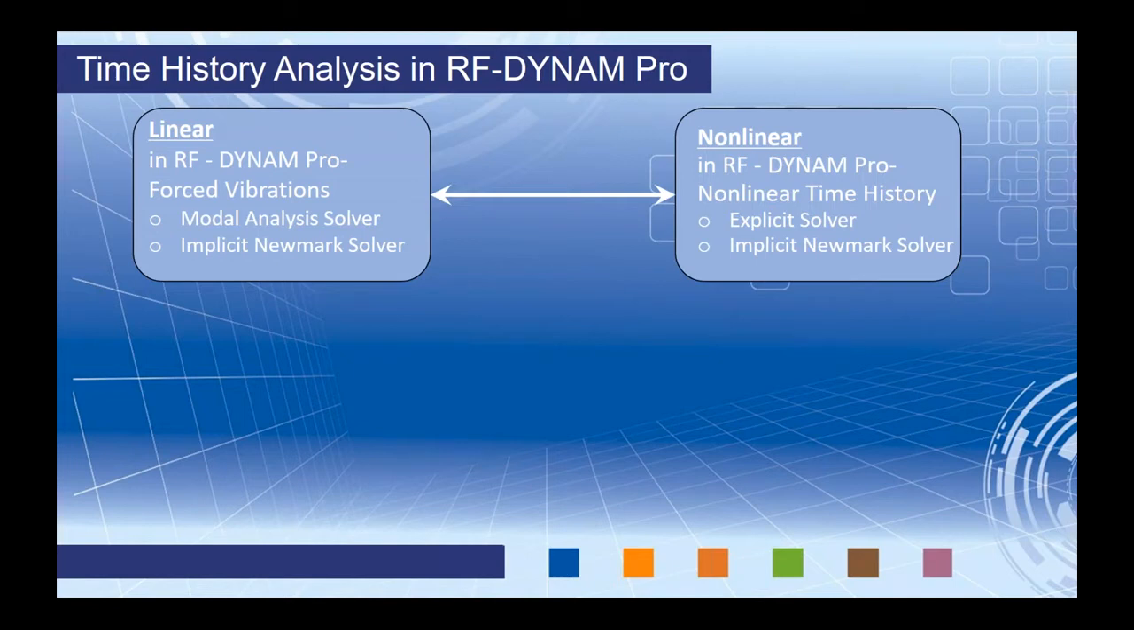As far as the nonlinear analysis, this is available with the module extension RF-DYNAM Pro Nonlinear Time History. There are two solvers available here as well, the explicit solver and the implicit Newmark solver. In RFEM, this is going to assume a large deformation analysis, and all nonlinearities that we define within RFEM can be considered within the time history analysis.